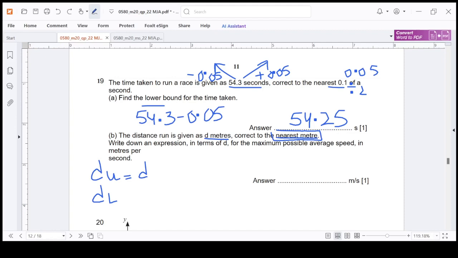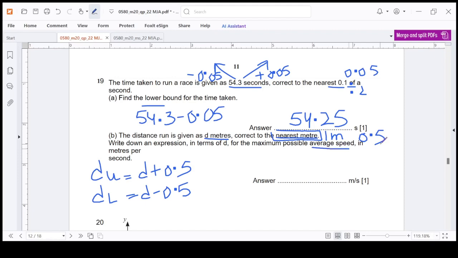This is just 1 meter. If it says nearest meter, it means 1 meter. And when we divide 1 by 2, we get 0.5. That means the upper bound is d plus 0.5, and the lower bound is d minus 0.5. We probably don't need both of them, but I just wanted to show you how to find upper and lower bound in this case.